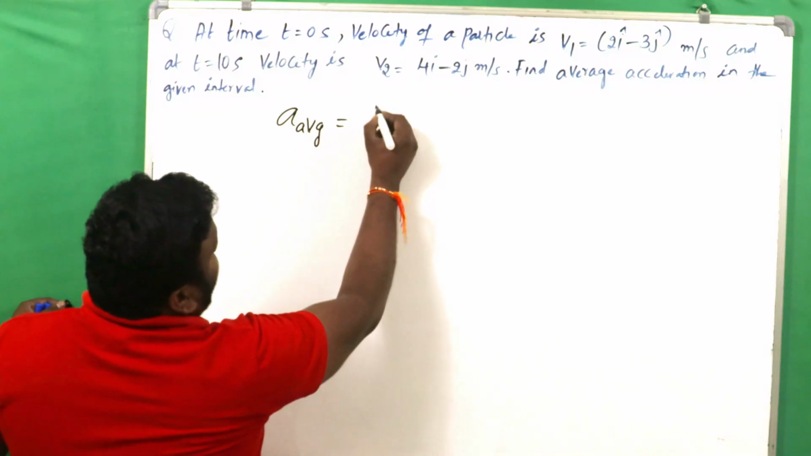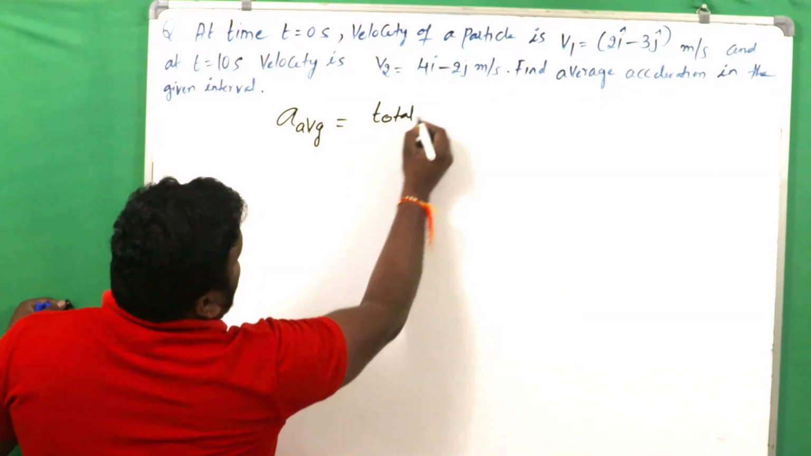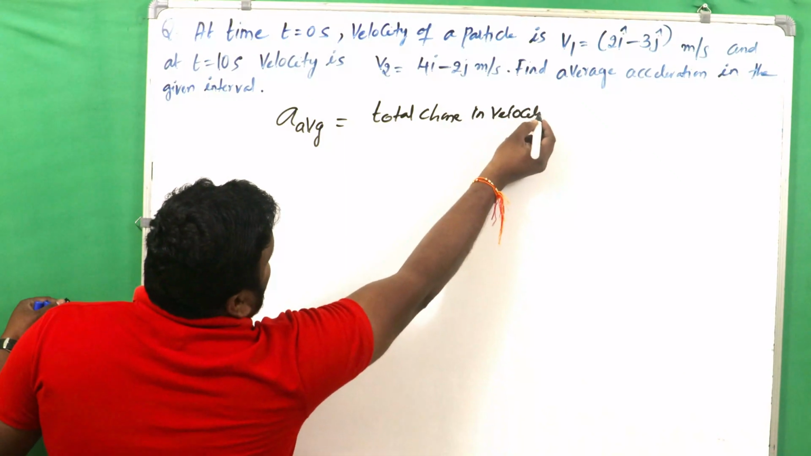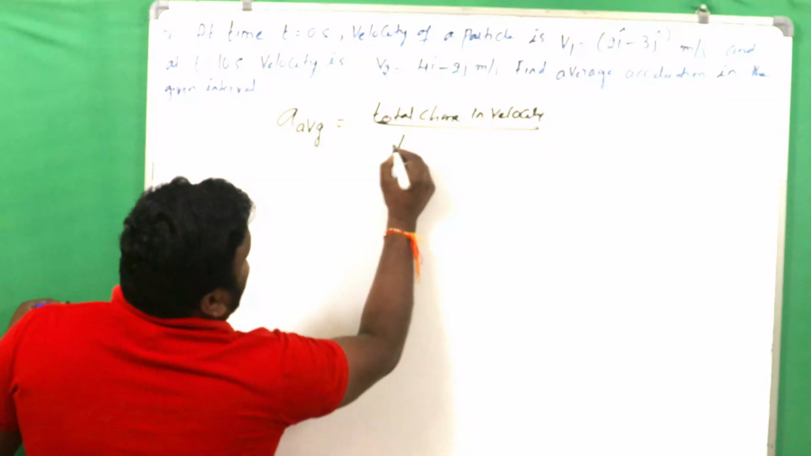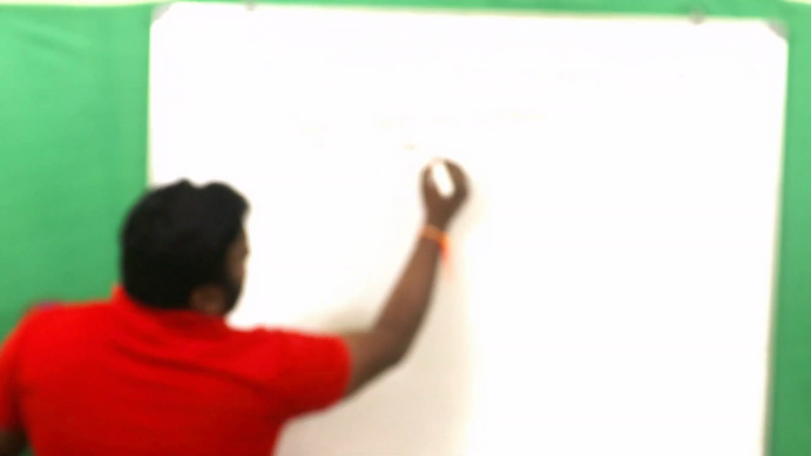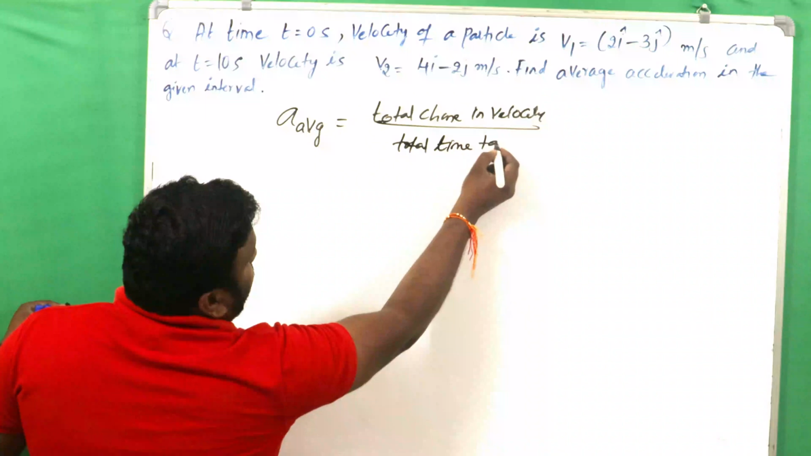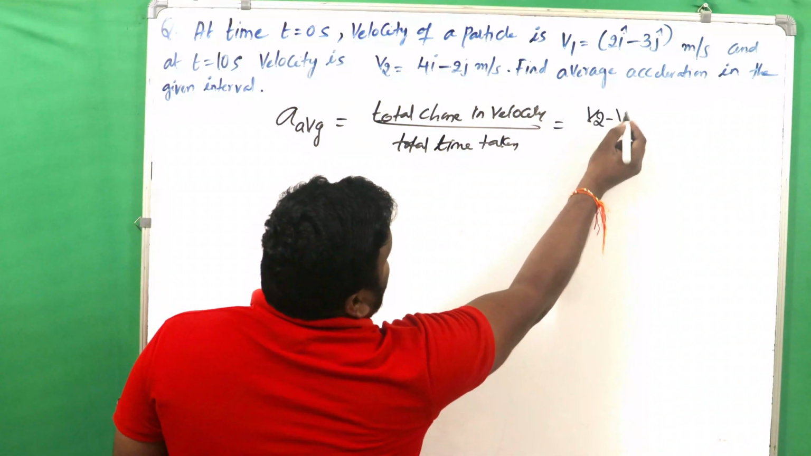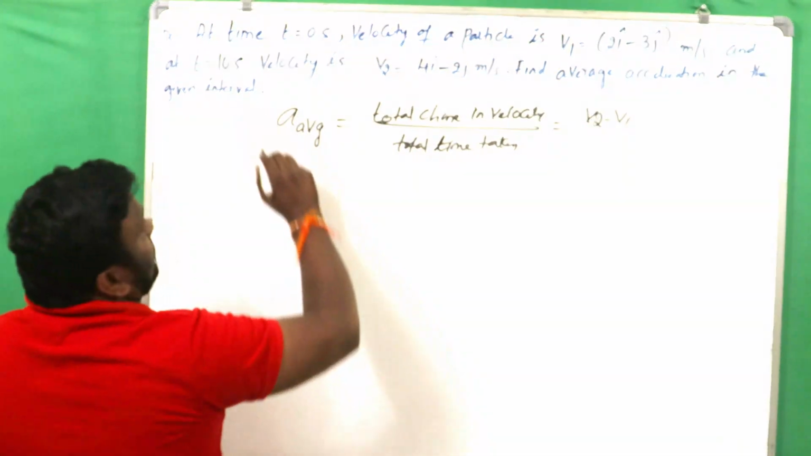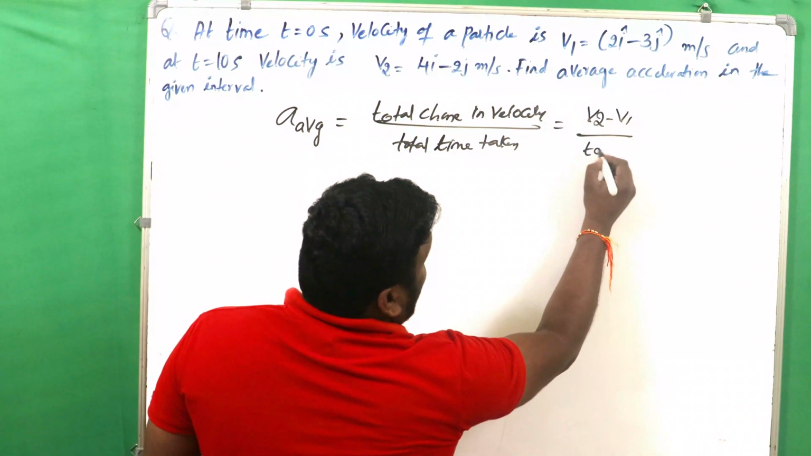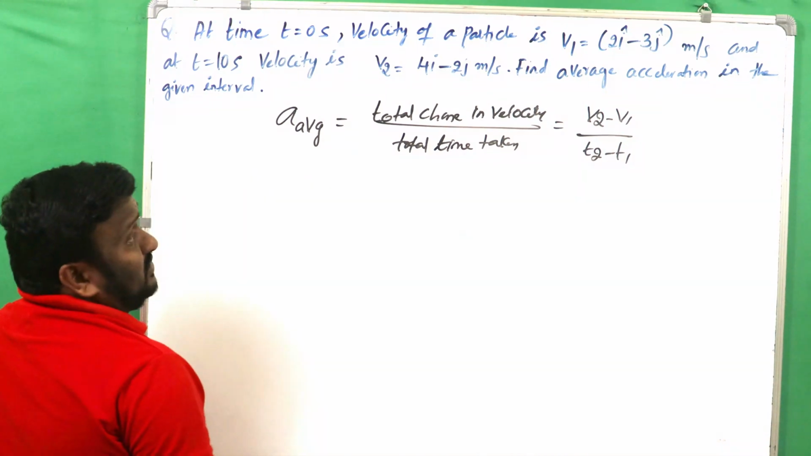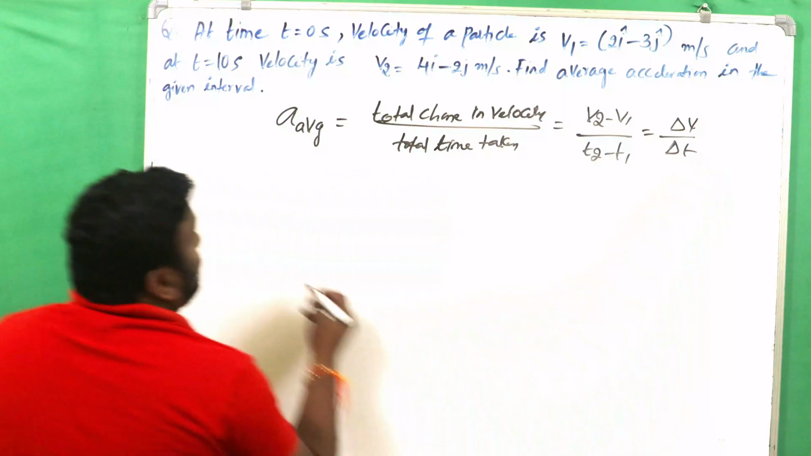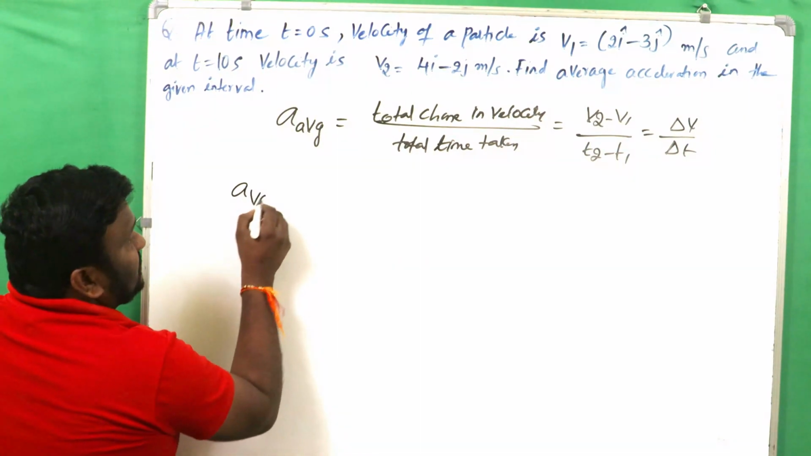We have a formula. What is the total change in velocity for the total time taken? Here v2 minus v1 is the total change in velocity, and t2 minus t1 is the total time taken. That is more simply delta v by delta t. So a average is equal to what?